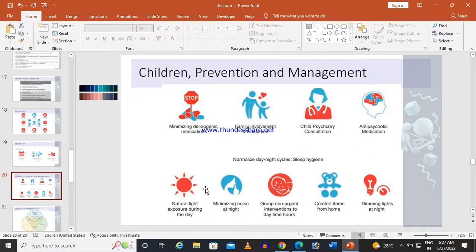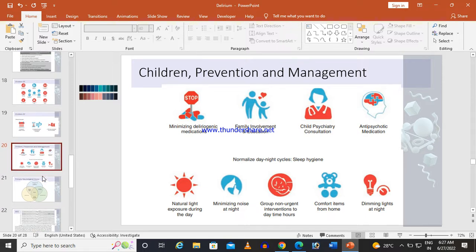This is the prevention and management in case of children. So the family people should be closely attached with the children. You need a child psychiatry consultation. You have to make the home comfortable. There should be less light during the night. All these things are very simply explained pictorially. You can elaborate.